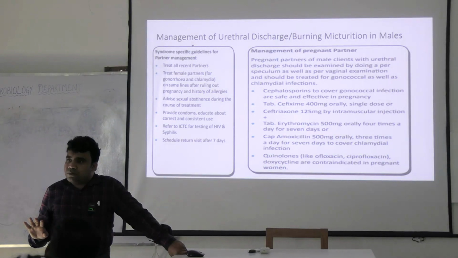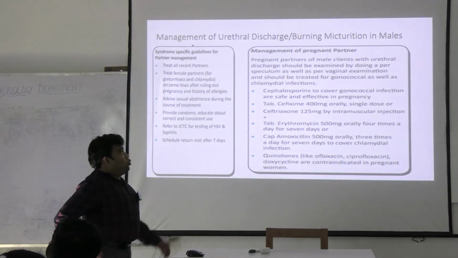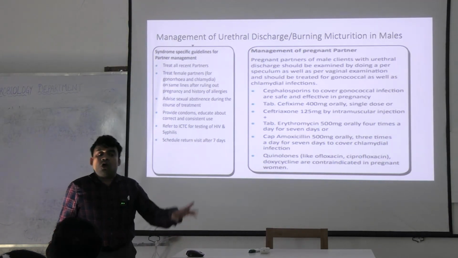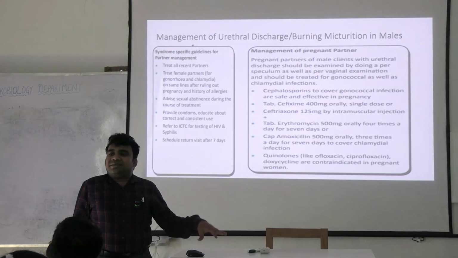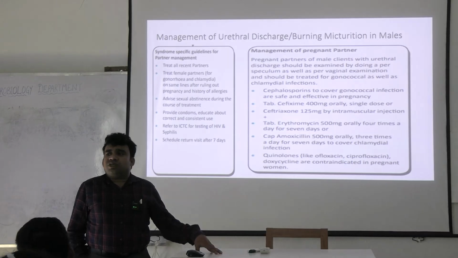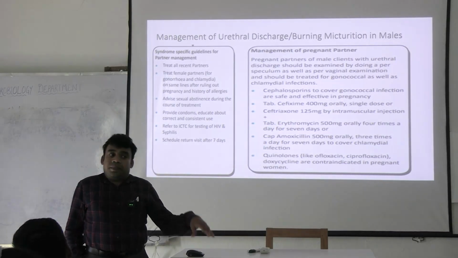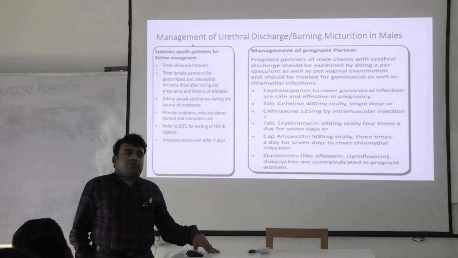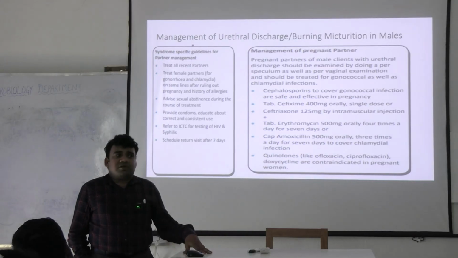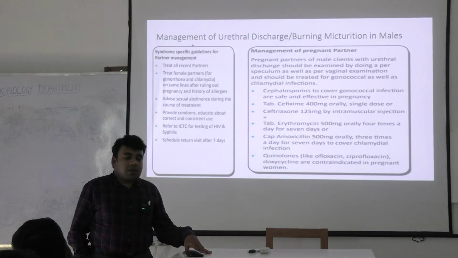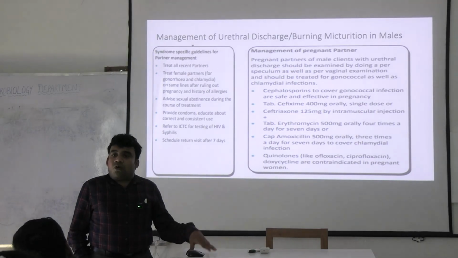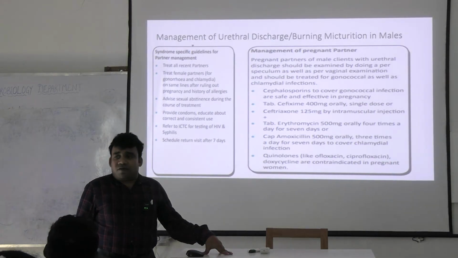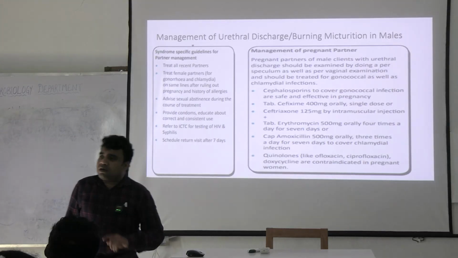Understood? For that, what we need to do, we have to treat the partner, and also we have to counsel them for attaining sexual abstinence during therapy. Thereafter, we have to counsel them to use barrier method of contraception. More importantly, you have to follow up the partner also after 7 days. Why? I'll come to it later.